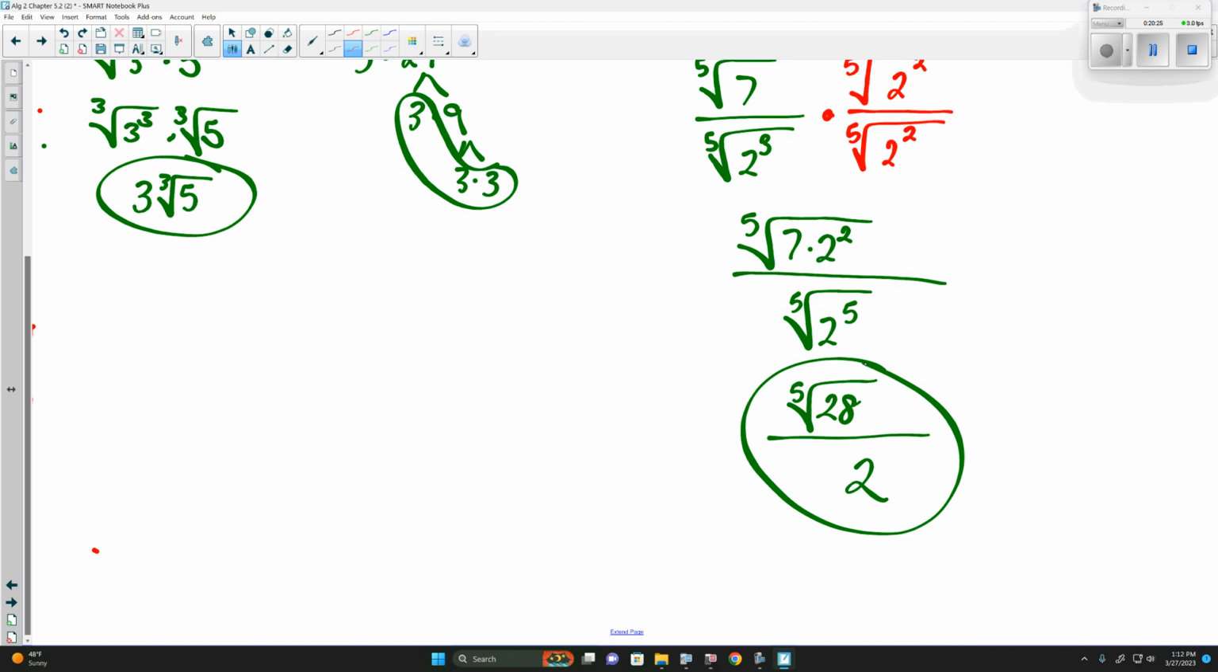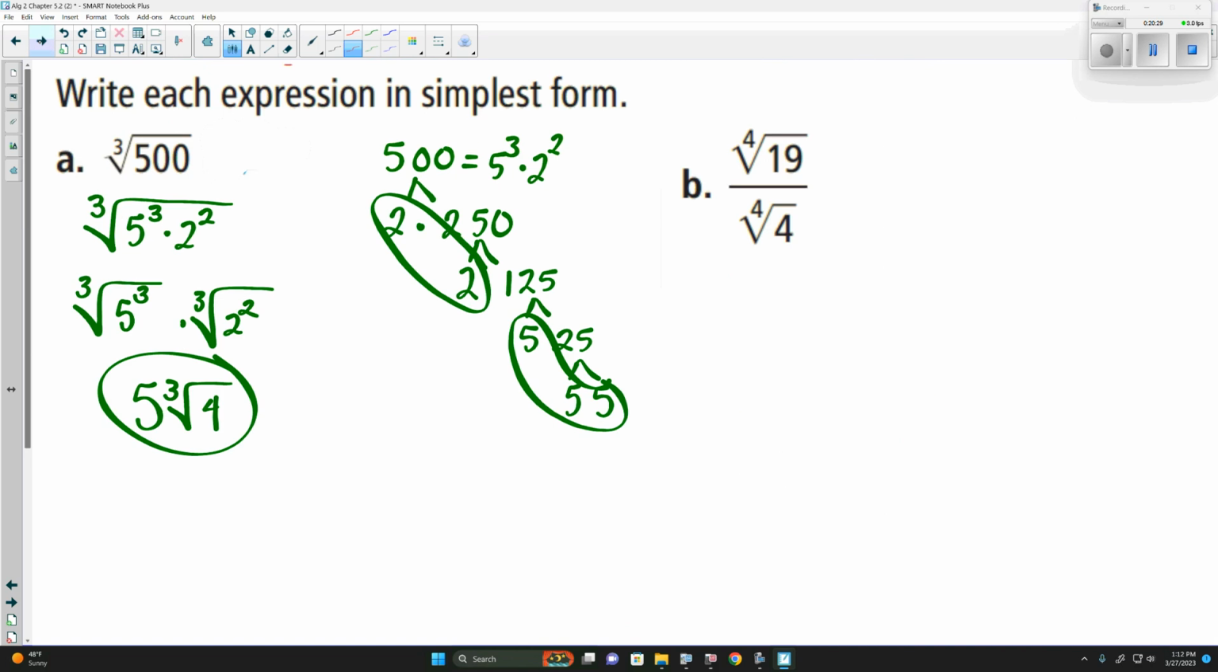Are you ready for the next one? 19 over the fourth root of 4. No, they don't divide nicely. And 19 is prime, but 4 is 2 times 2, or 2 squared. So incidentally, we do have 2 again.